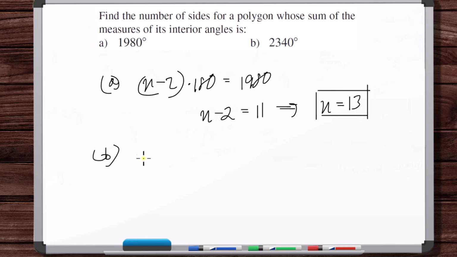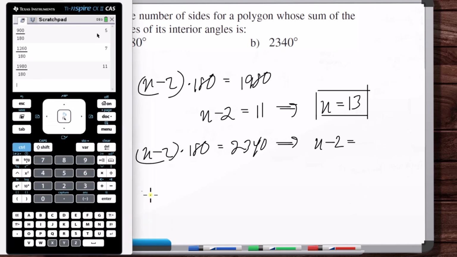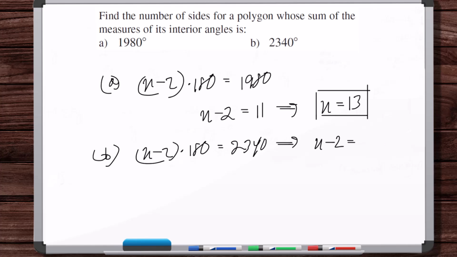Okay, part B, you've got n minus 2 times 180 is equal to 2,340 degrees. So n minus 2 is equal to 13, adding 2 to both sides, you get 15.